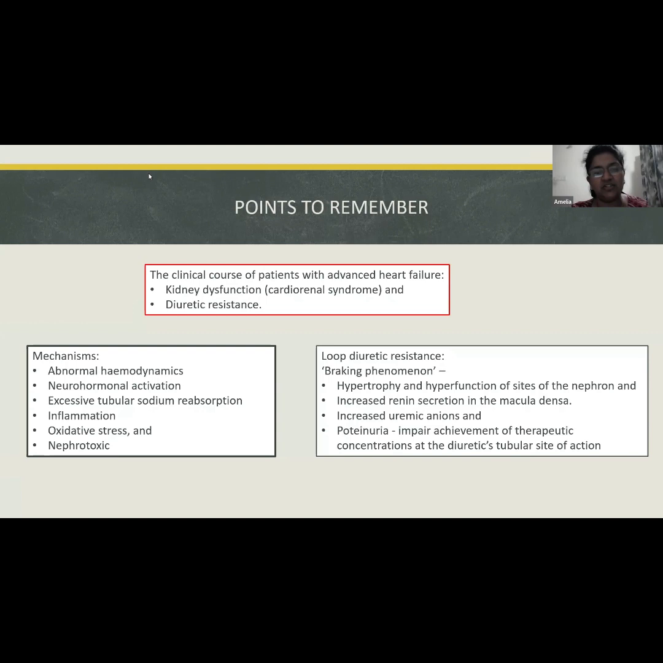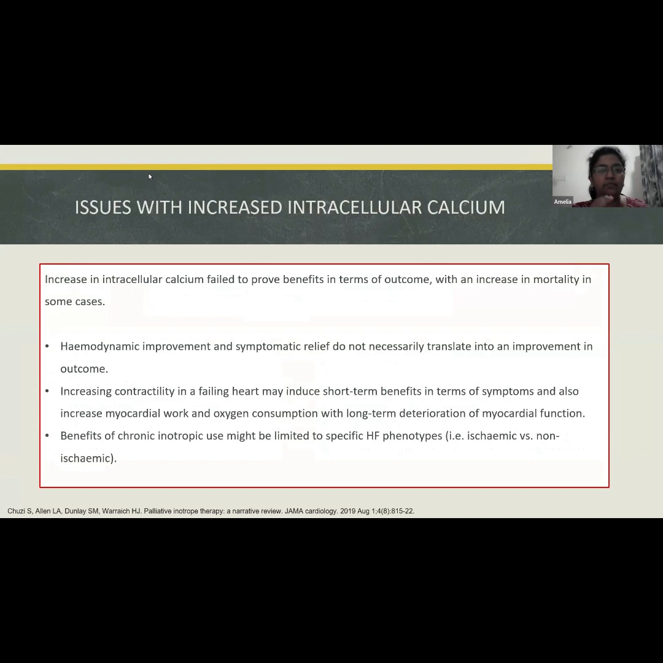When you give inotropes, which are calcium-based, and there is a raise in the intracellular calcium, again, over here, you could have heart failure which may not respond. Or you might have heart failure that progresses despite this. Why? It's because there is an initial improvement in hemodynamic status, but then the patient does not particularly have an improvement in outcome. So my expectation towards what the reality is are going to be different.